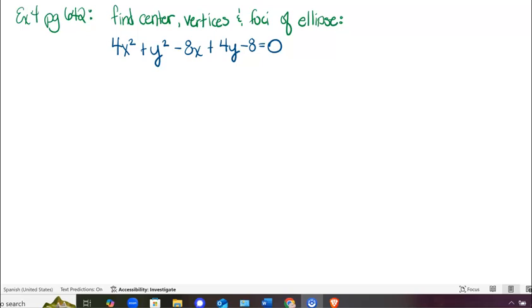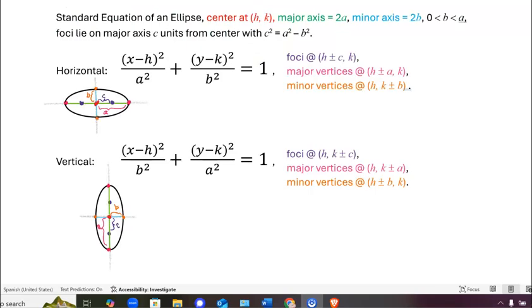Example 4 on page 642 gives you an equation of an ellipse, and it says to find the center, vertices, and foci. Of course, it probably wouldn't hurt to sketch it either. We have to take this equation, 4x squared plus y squared minus 8x plus 4y minus 8, and put it into one of the standard ellipse equation forms. In other words, we need to make it look like this horizontal ellipse or this vertical ellipse, and we will find out which one it will be when we work with the equation.